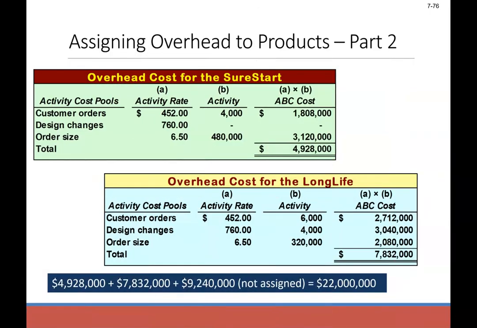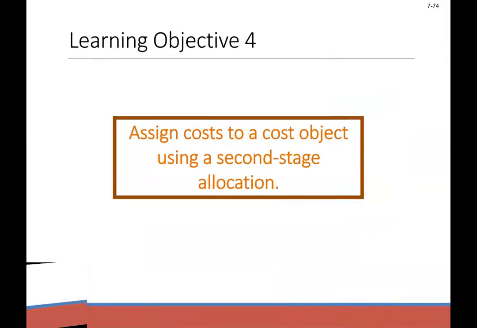Okay. So down here, you see the 9,240,000 weren't assigned. So we only assigned 9,240,000, excuse me, the 4,928,000 plus the 7,832,000. These two amounts were organizational sustaining, that couldn't get linked to a specific activity.